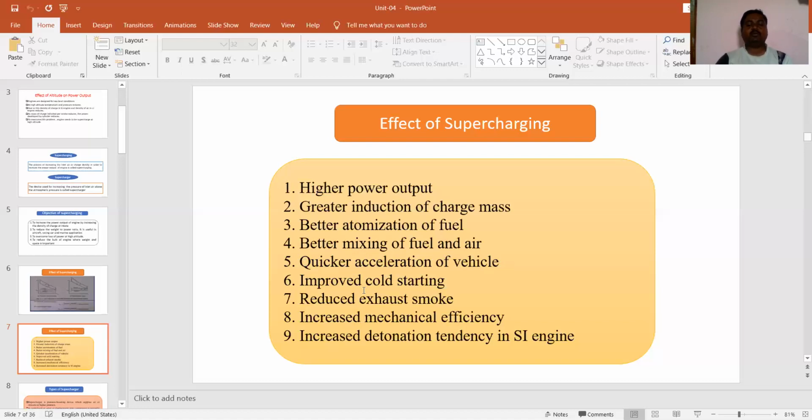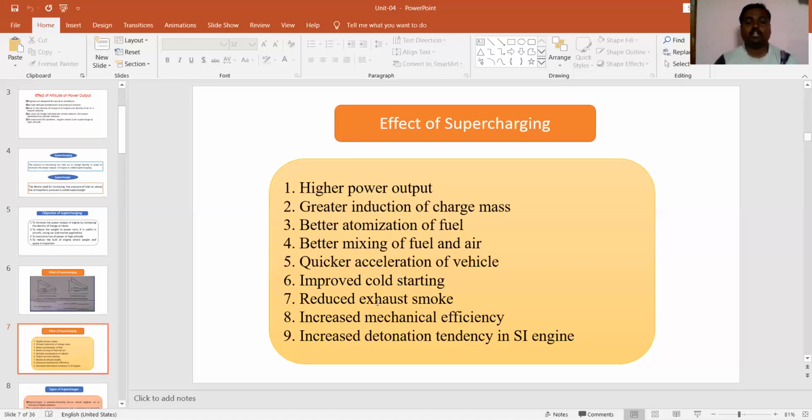Next one is improved cold starting. Improved cold starting means suppose in winter condition or early morning condition, there is a difficulty to start the engine. If you use the supercharging concept, this improves the cold starting parameters.